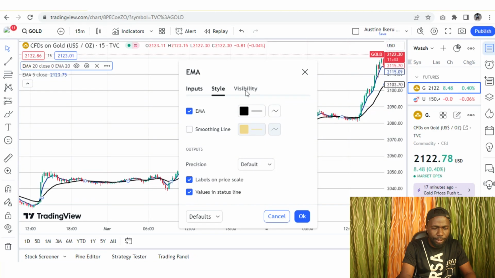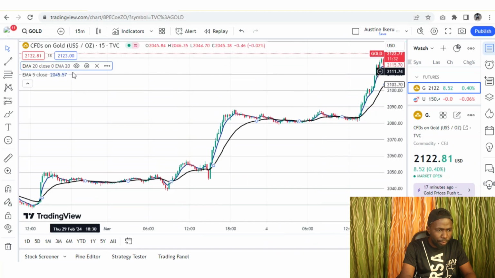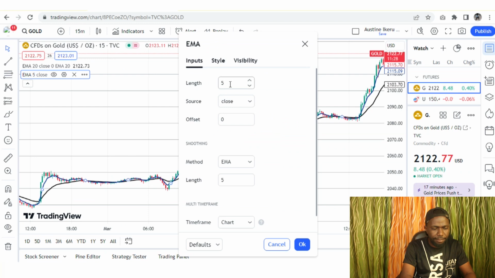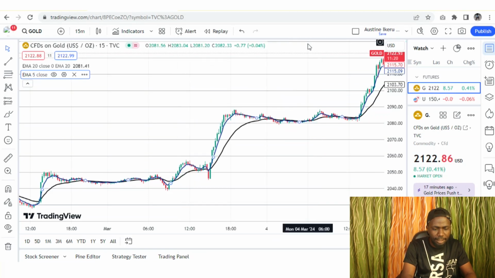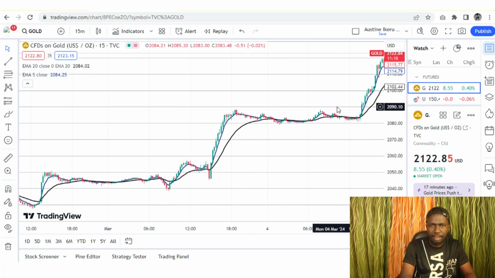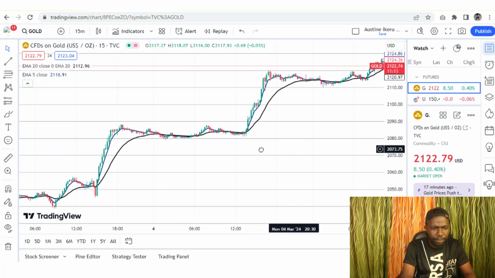You can change the color if you want, or you can change the input. Like this is the 20 EMA. You can change the input and then click OK. Do the same thing to the second EMA. Go to the settings and change the input. This is 5, and you can change it to any number you want. Go to the style, change the color, and then click OK. So once you have done that, you can clearly see the two moving averages on the chart.